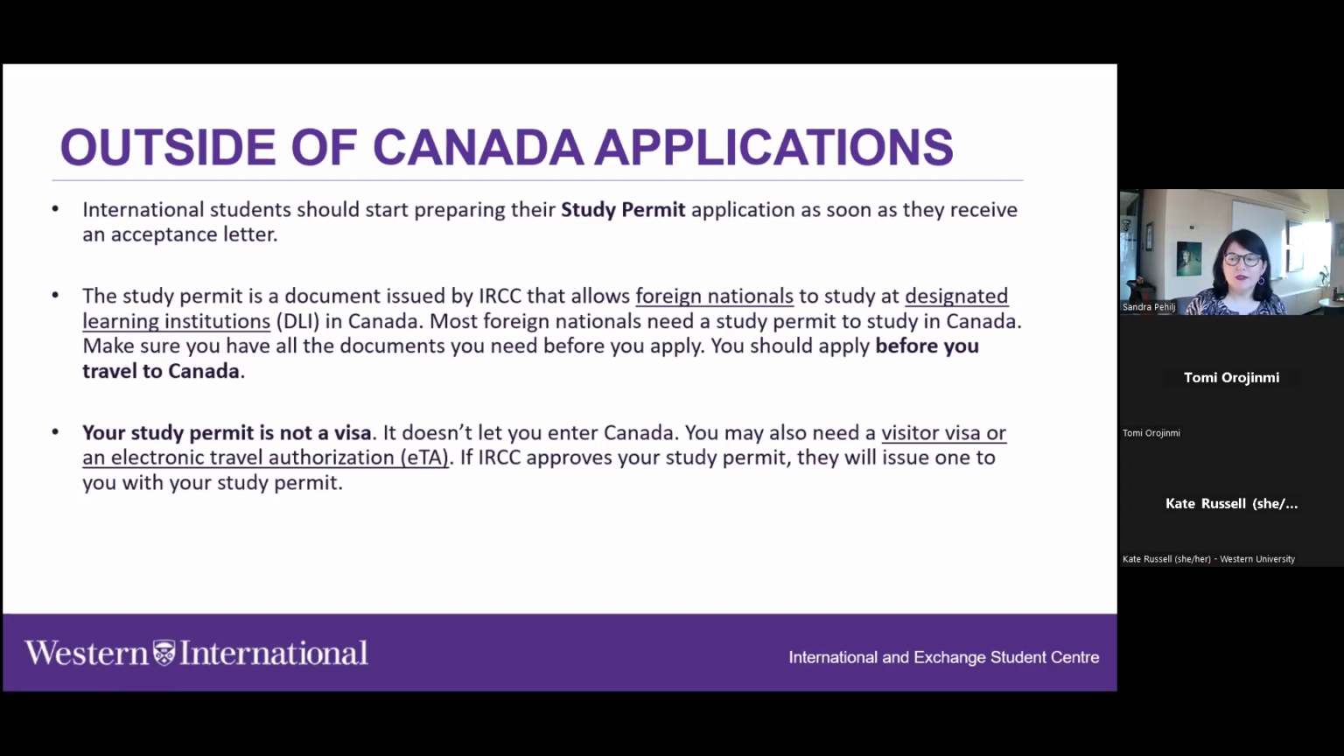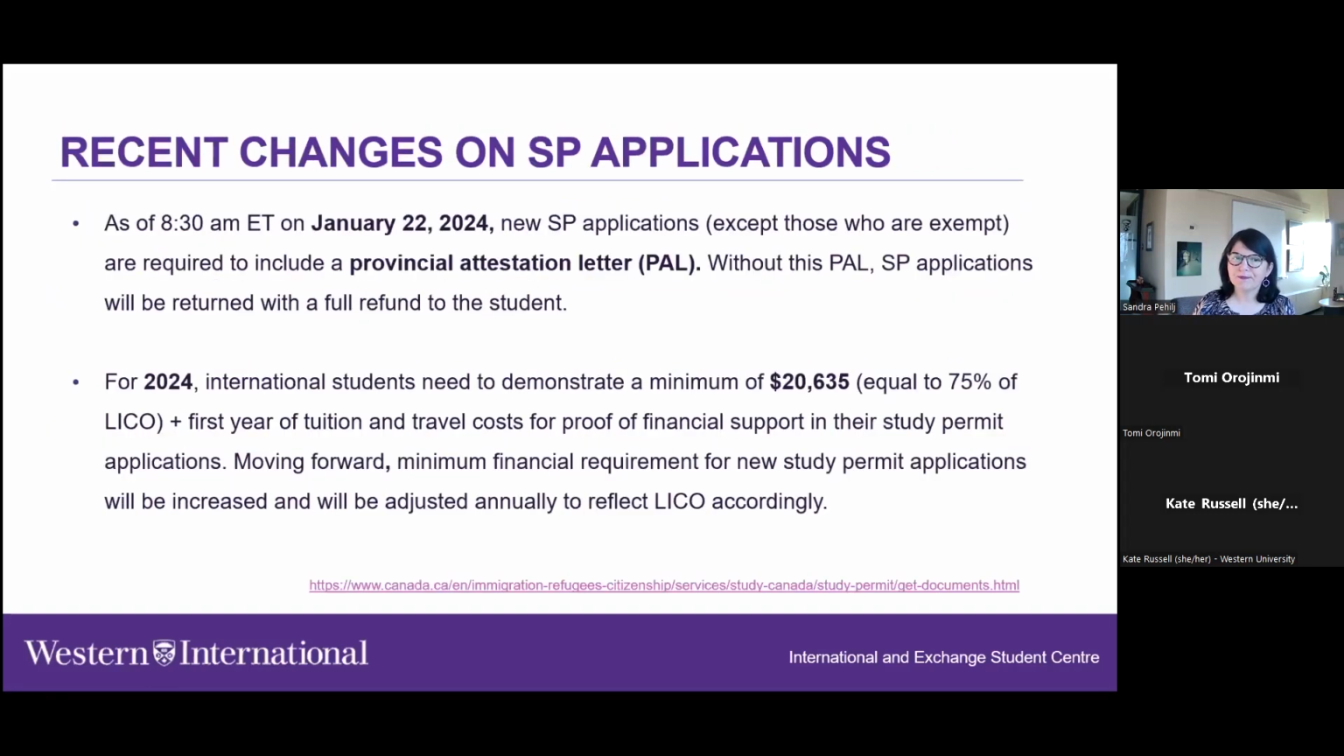Often we get questions from students: well, I'm coming from a country that requires a TRV, so I have submitted my application for study permit. Do I now need to apply for a TRV? Basically, the answer is no, because the study permit application does include issuance of a TRV or an ETA if applicable.